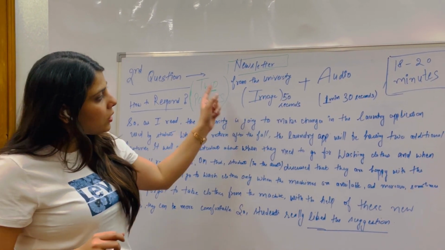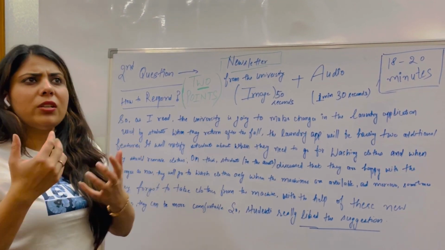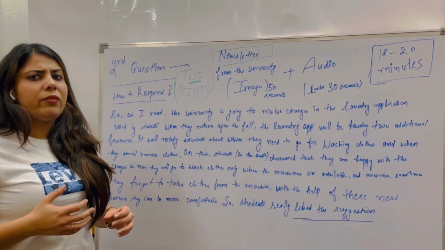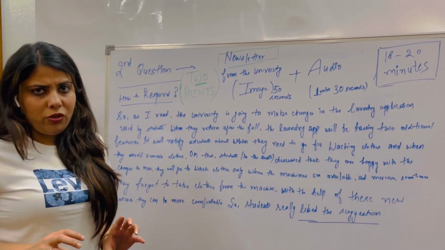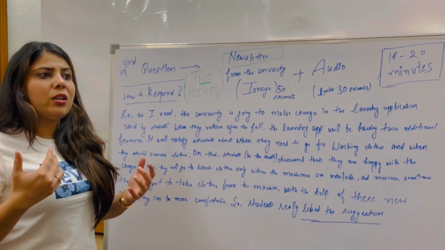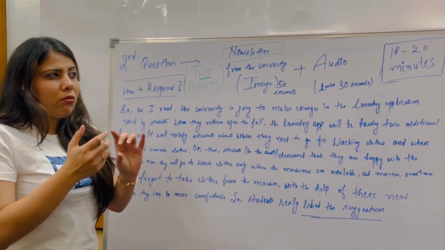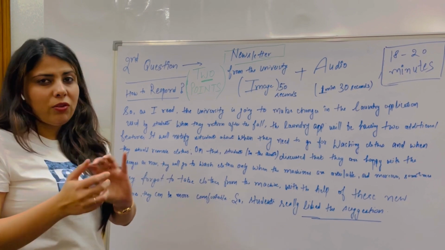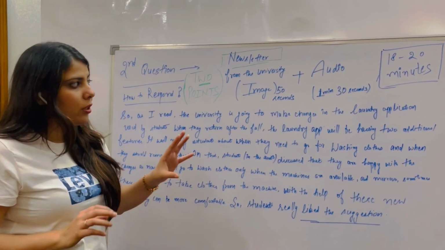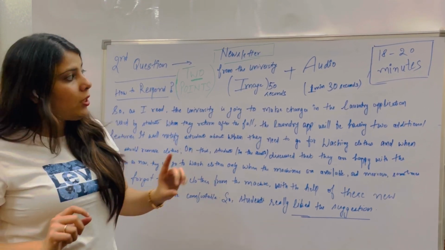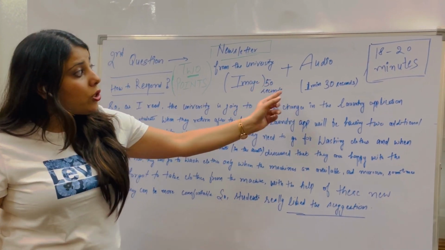Now, what you will see in this image is that the university has made some changes. For example, the university has some laundry application, right? And it has made recent changes so that students can wash their clothes on time, etc. These sorts of things will be written in the newsletter. You have to read that from the image given, and then afterwards, you need to listen to the audio.